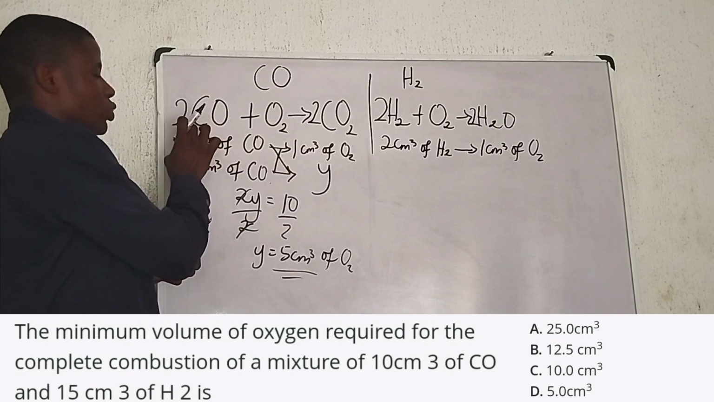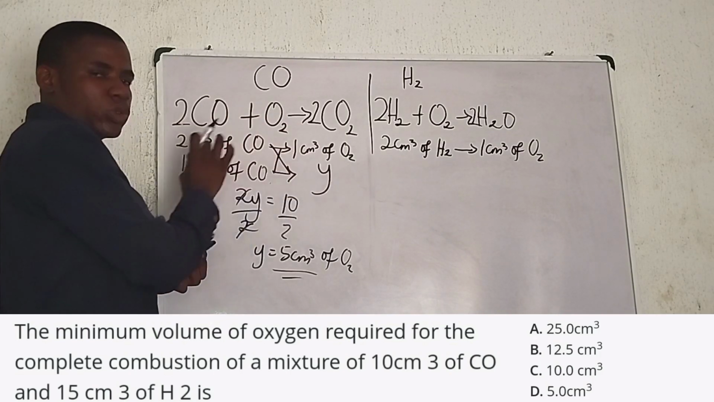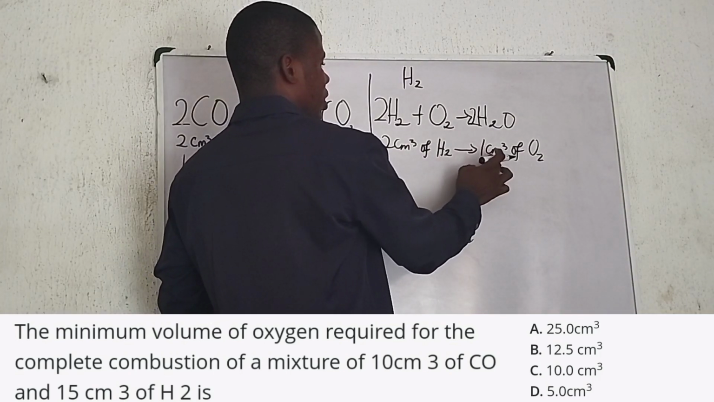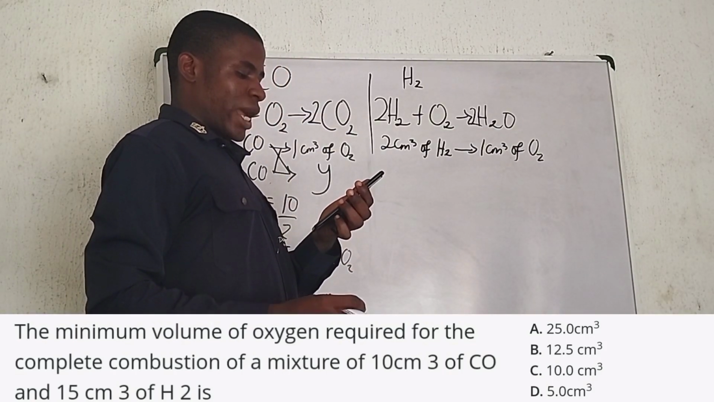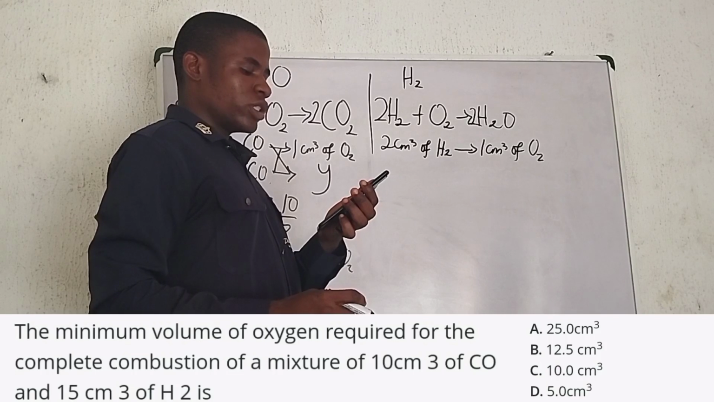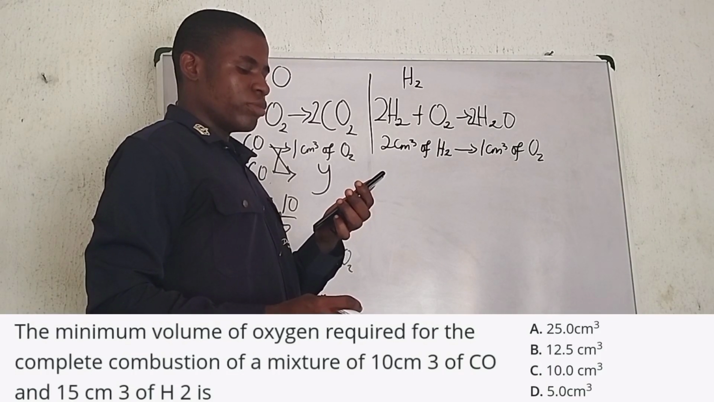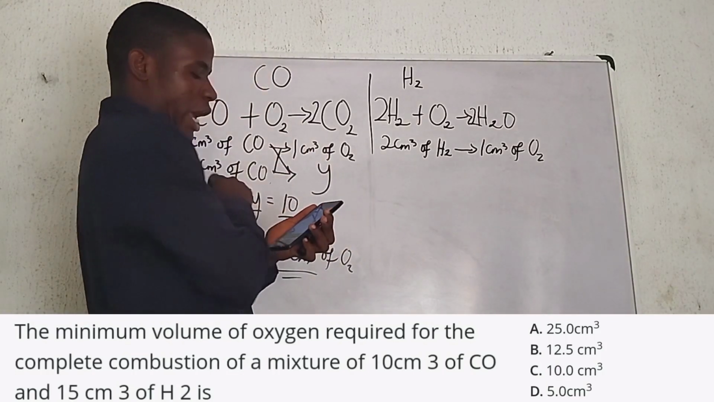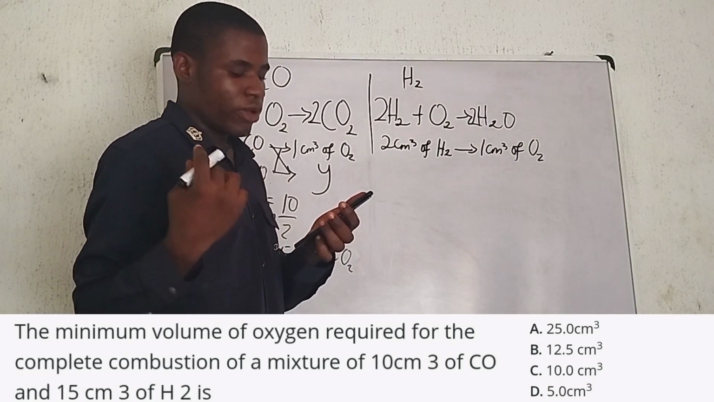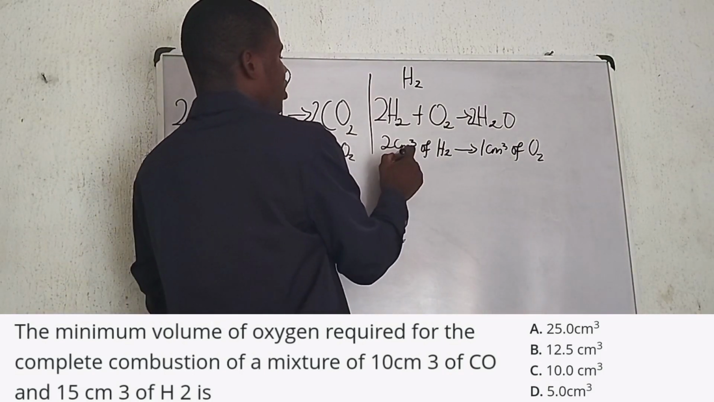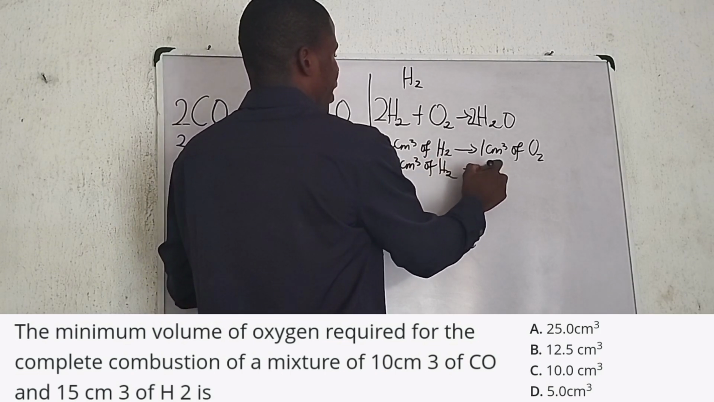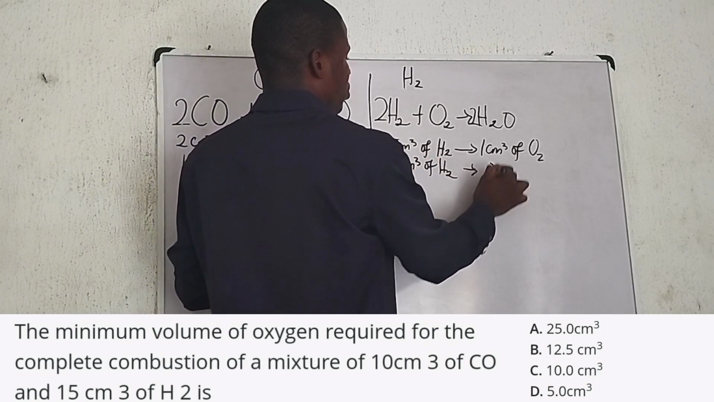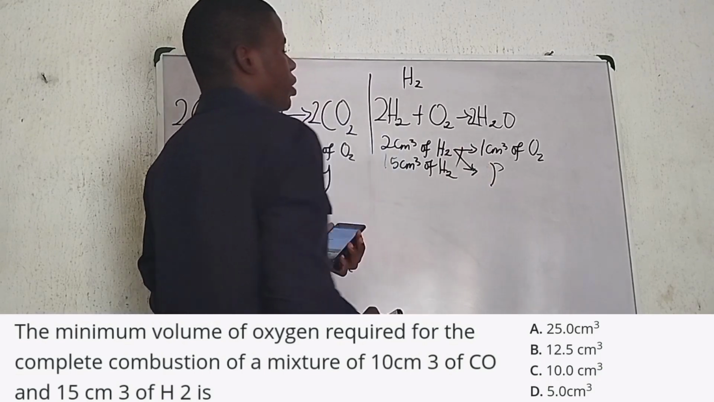By looking at it, 1 is required to burn 2, right? So I have 5 required to burn the carbon monoxide. Hydrogen, 2 cm³, requires 1 cm³ of oxygen for its complete combustion. Now, I have the minimum volume of oxygen required for the complete combustion of a mixture of 10 cm³ of carbon monoxide and 15 cm³ of hydrogen gas. Now, 15 cm³ of hydrogen gas will require how many cm³ of oxygen for its complete combustion?